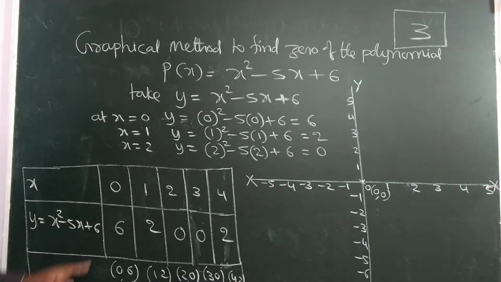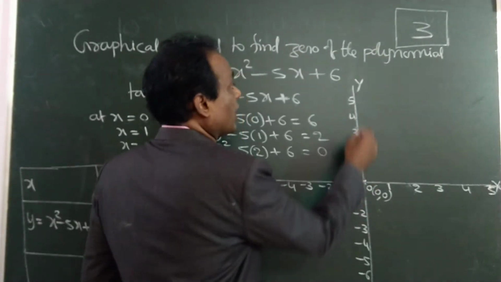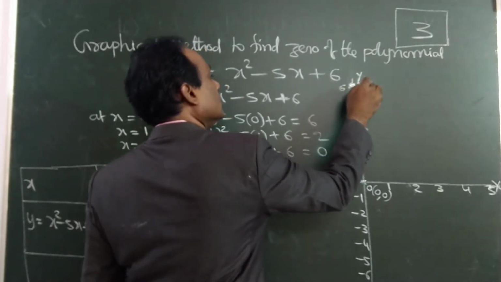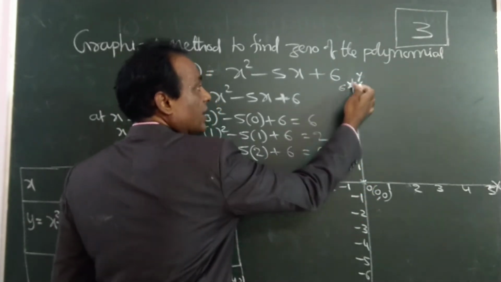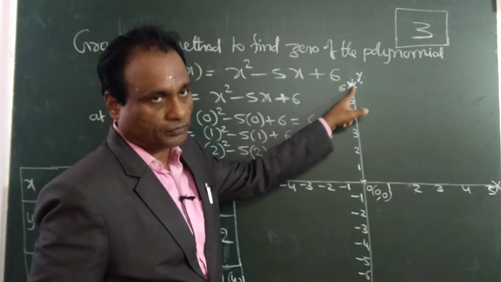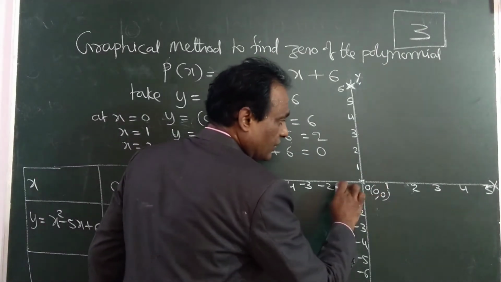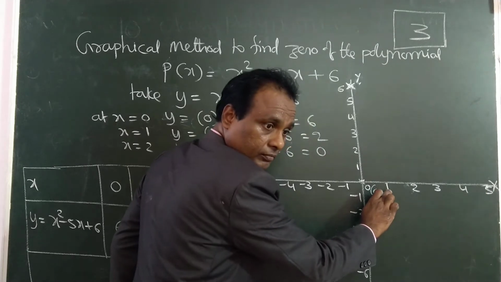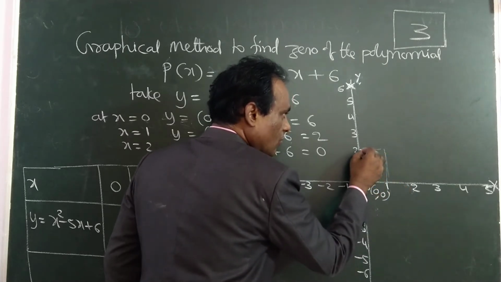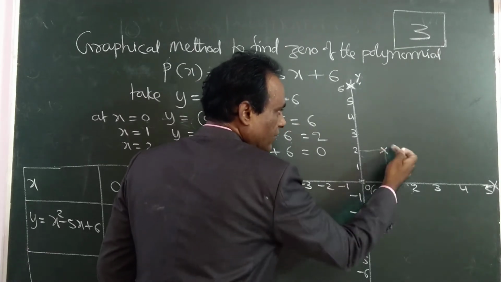See carefully. X value 0, y value 6. X value 0 means it is on the y axis. So (0, 6) will be here. X value 1, y value 2. See here, this is the x-axis, x value 1, y value 2, this is the point.